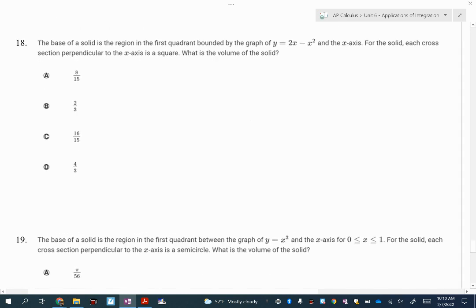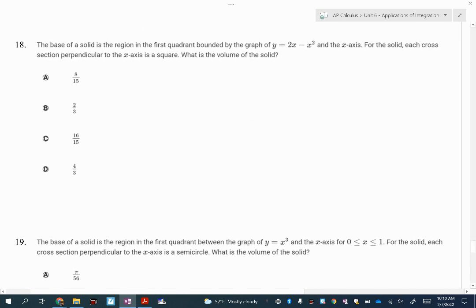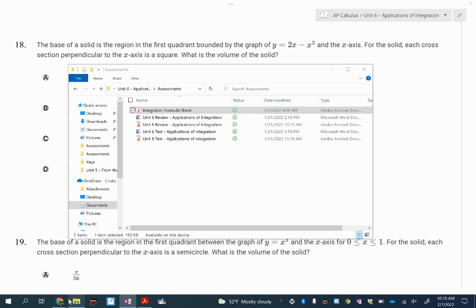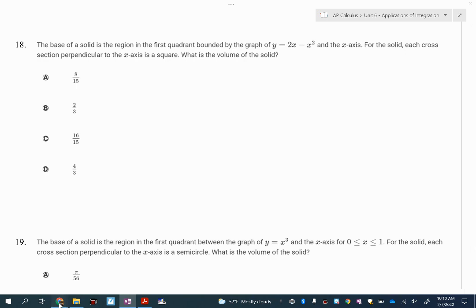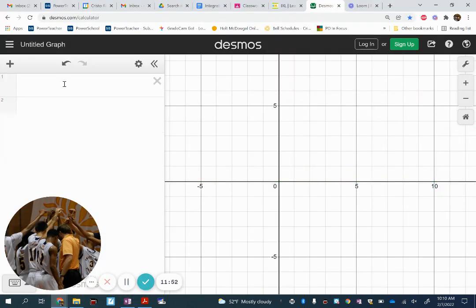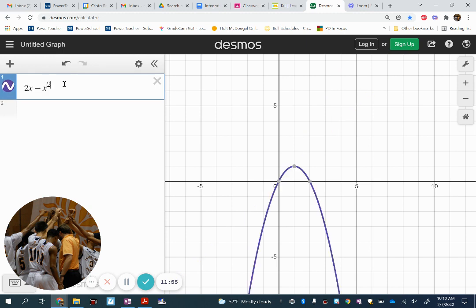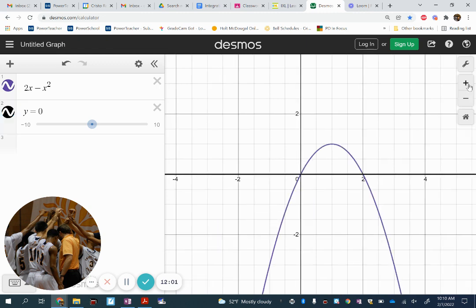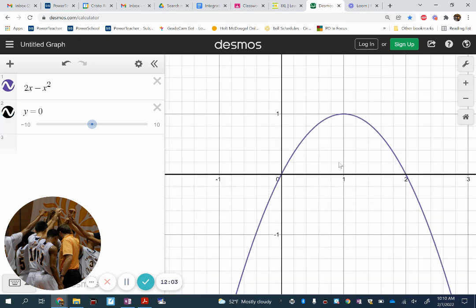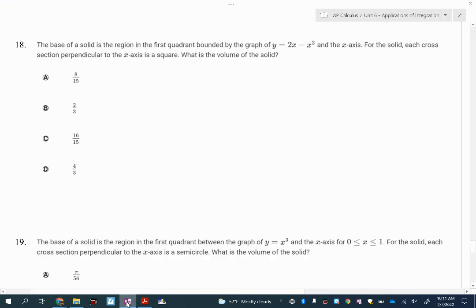Okay, 18. We have the base of a solid is the region in the first quadrant bounded by the graph of 2x minus x squared and the x-axis. I'll sketch that so you can see what we're looking at. So 2x minus x squared, and then the x-axis, which is y equals 0. Zoom in so we can take a look. And we're revolving this around the x-axis. It says in the problem that the cross-section we're going to use is a square.